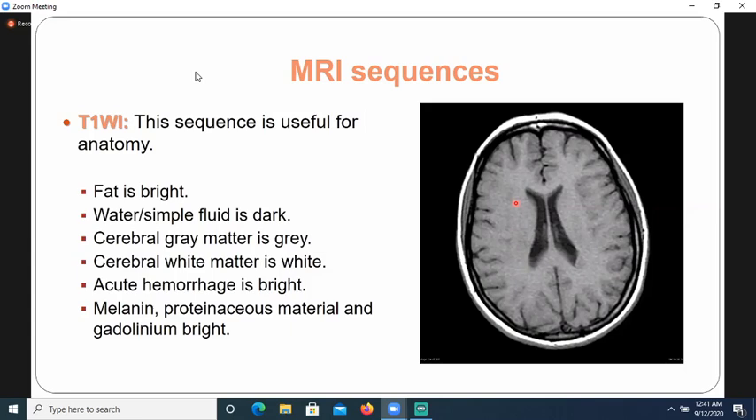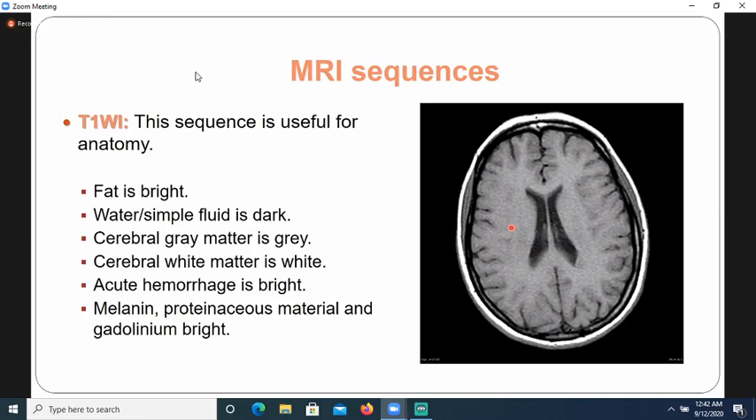Normally we see the fat is bright, fluid is black, gray matter, meaning the cortex, is gray, and the white matter is white, meaning the sequence is T1. Whenever you see any MR image, your first look should go to the normal fluid in the brain, meaning the ventricle. We have to see the CSF. If it is black, most likely T1. If it is white, T2.